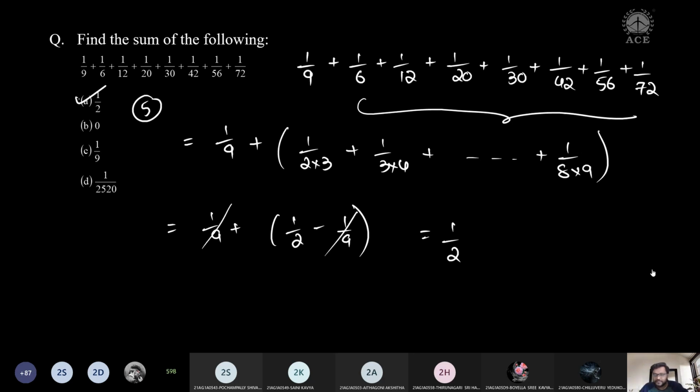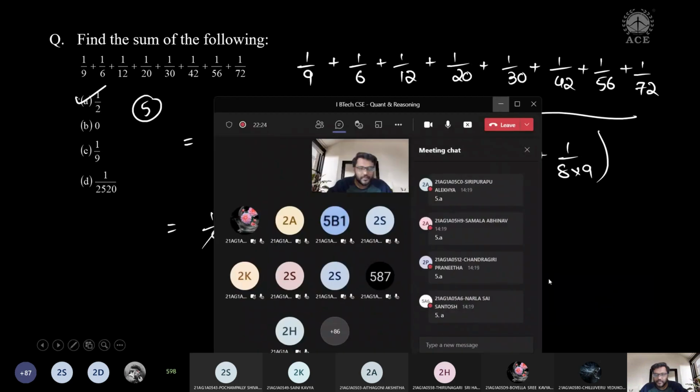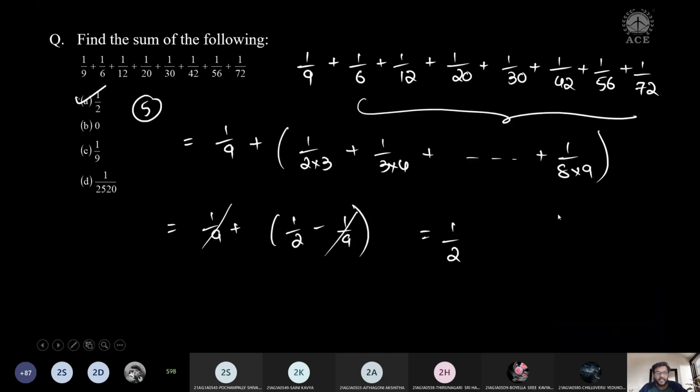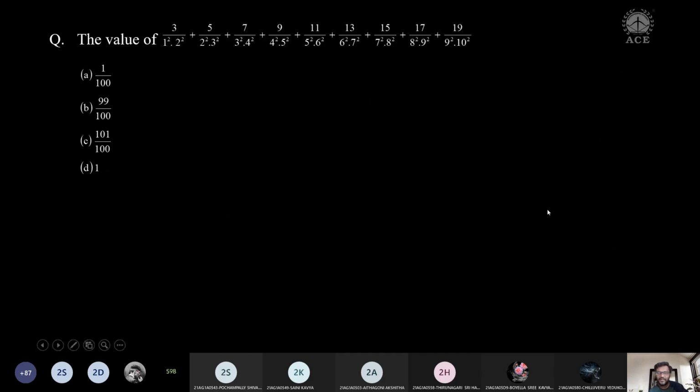Fifth question. Yeah, excellent. Santosh, Pranita, Abhinav, Alekia, good. Excellent, my dear friends. Option A. See the next question. Now see a small update in this question as well.